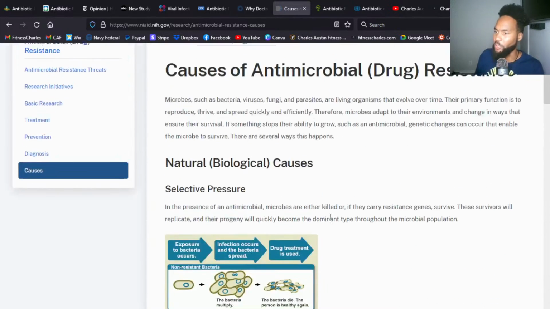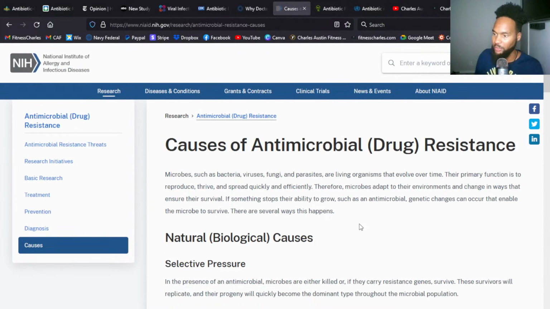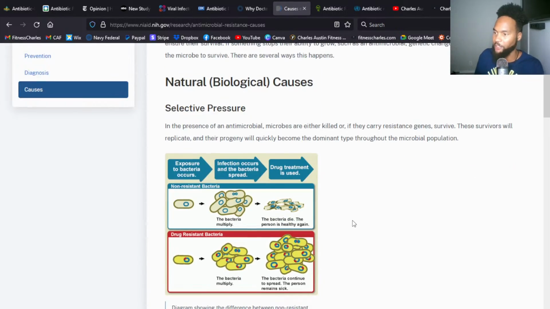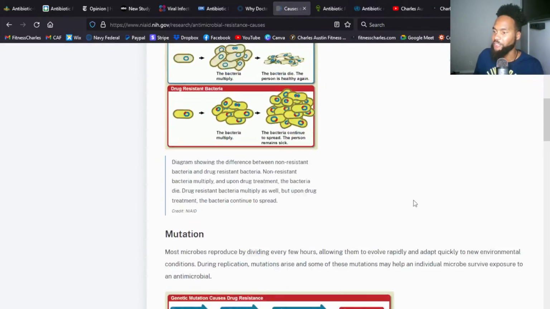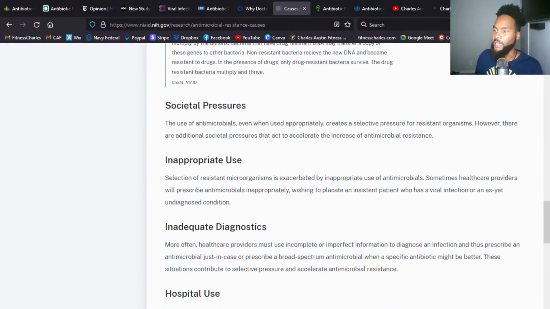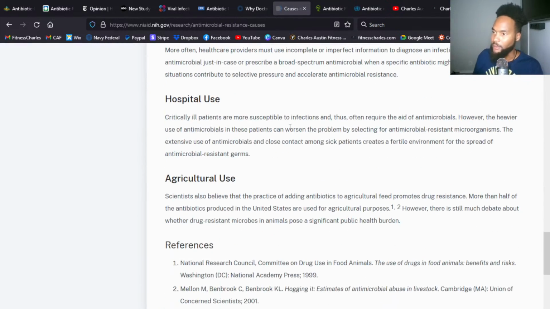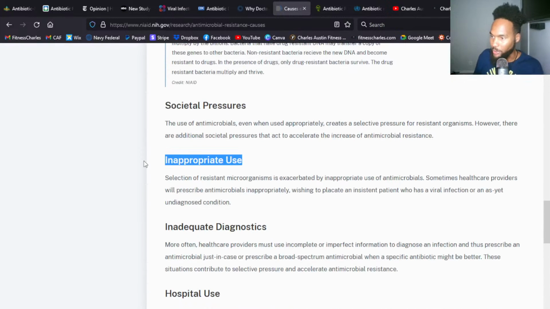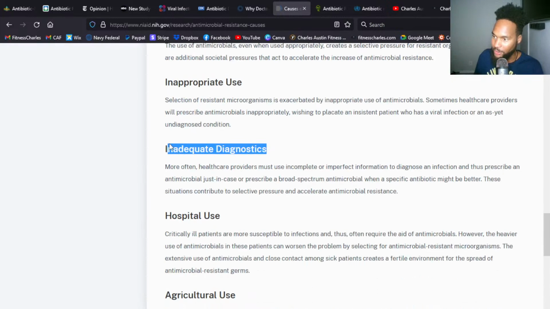I don't want to bore you to death with these specific topics, but this is just going over different types of causes: mutation, gene transfer, et cetera. Now let's go to some of the other stuff. We already talked about inappropriate use and inadequate diagnostics, where you're diagnosing and saying, hey, it's this one or that one. We talked about hospital and clinical use.